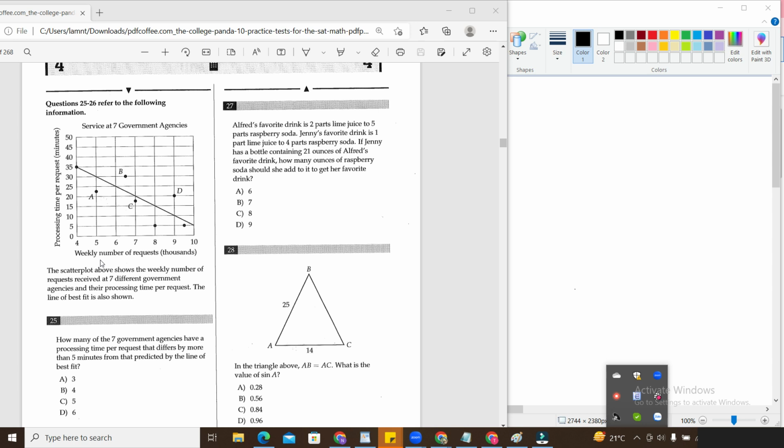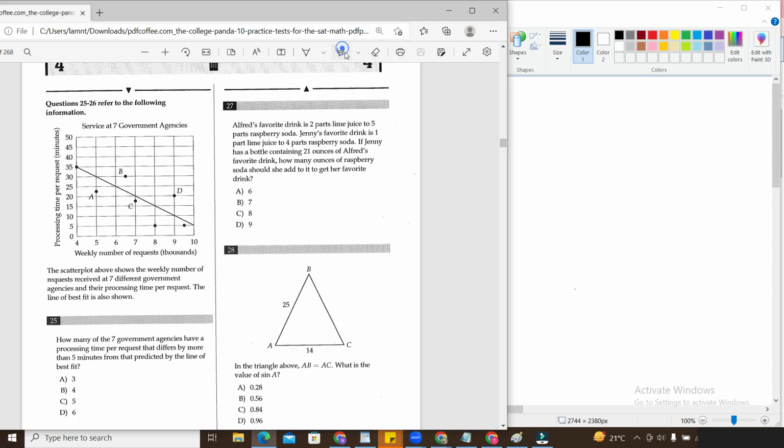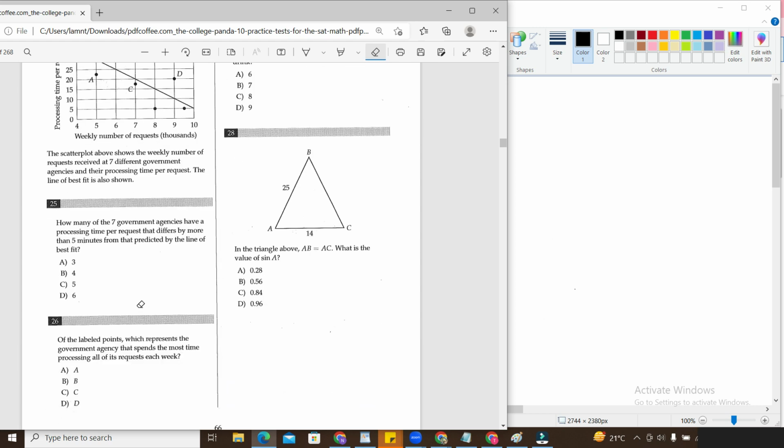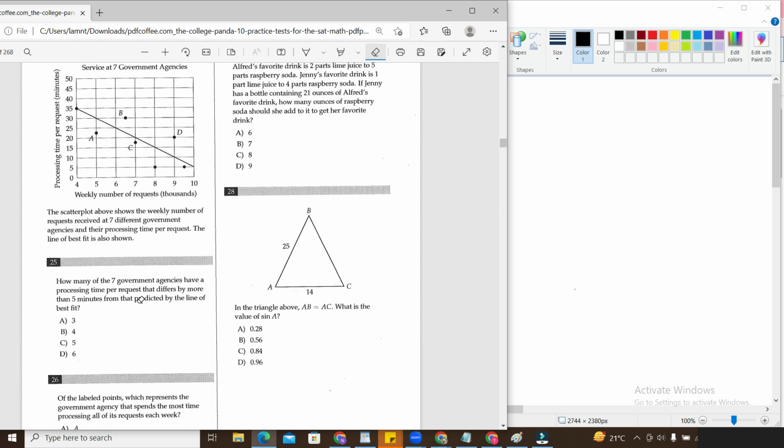Alright. So seven agencies correspond to 7 points here, right? 7 points, and the line of best fit is being drawn. How many of the 7 government agencies have processing time per request that differs by more than 5 minutes from that predicted by the line of best fit? Okay. So we will see which difference is more than 5.